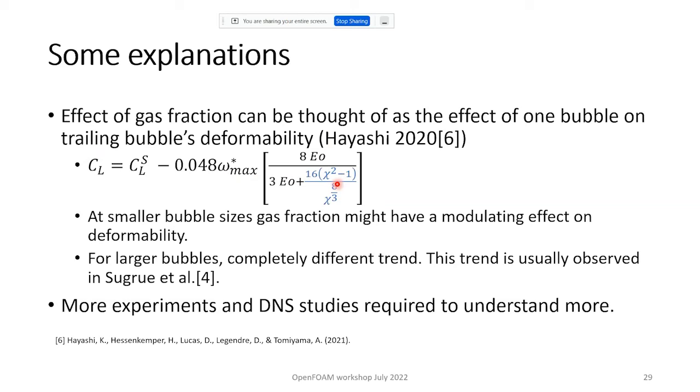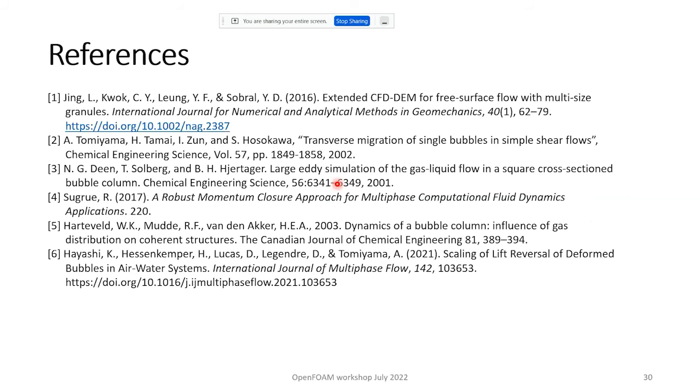So I was thinking that maybe if the bubbles are very close to each other, the deformability will change. In our case, with a bubble diameter of 4 millimeter, the deformation is controlled, it's modulated. So it's possible CL increases. And for larger bubbles, it might be a completely different trend. So I don't know. Maybe future experiments and DNS studies will help us understand more. And these are the references for anyone.